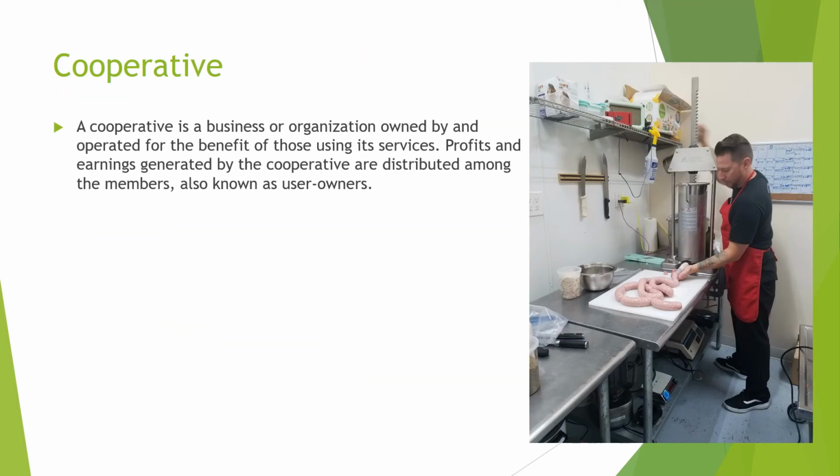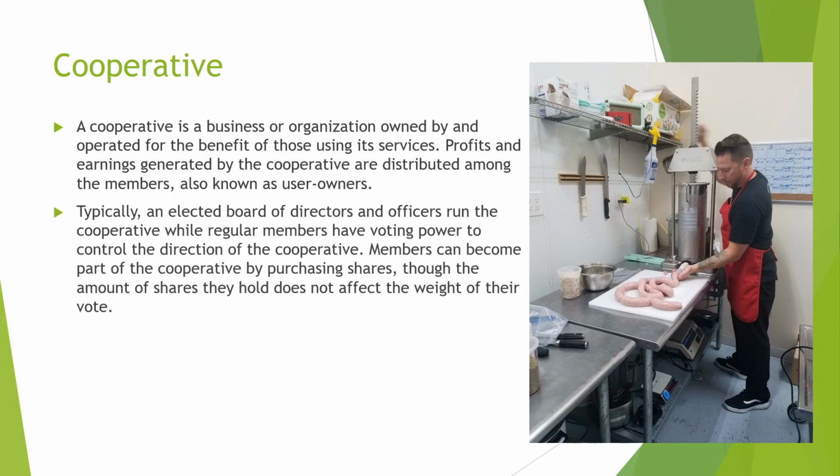All right, cooperative. This is very popular in agriculture. A cooperative is a business or organization owned by and operated for the benefit of those using its services. Profits and earnings generated by a cooperative are distributed among the members, also known as user owners. Typically, an elected board of directors and officers run the cooperative, while regular members have voting power to control the direction of the cooperative. Members can become part of the cooperative by purchasing shares. The amount of shares they hold does not affect the weight of their vote.